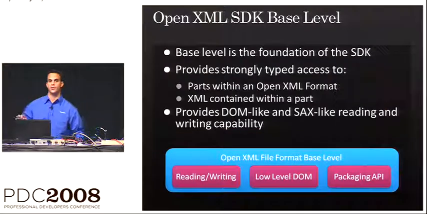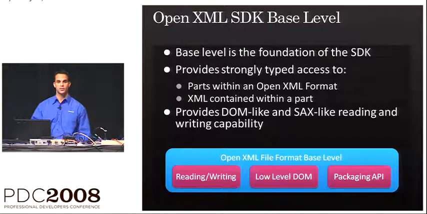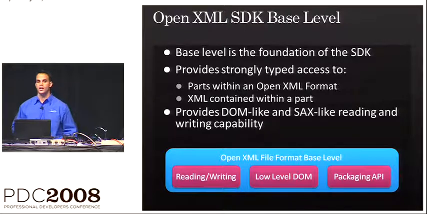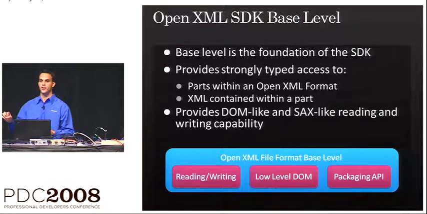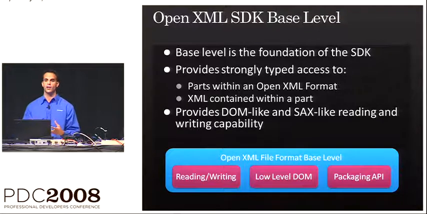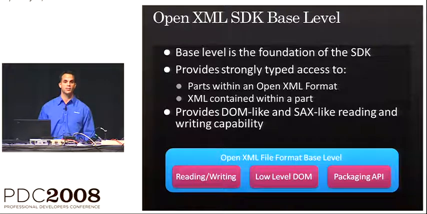So the base level layer, like I mentioned before, is really the foundation of the SDK. It provides you strongly typed access to all the parts and the packages. So you have strongly typed access to, like, what I showed you, the comments part, or the image part, or the main document part. It also provides strongly typed access to the underlying XML. So for each XML element in your file, you have an object representing that particular element. So for example, if you have a paragraph element, you'll have a paragraph object. So there is a one-to-one mapping of the XML element to the object itself. And lastly, we provide SAX-like and DOM-like reading and writing capabilities.